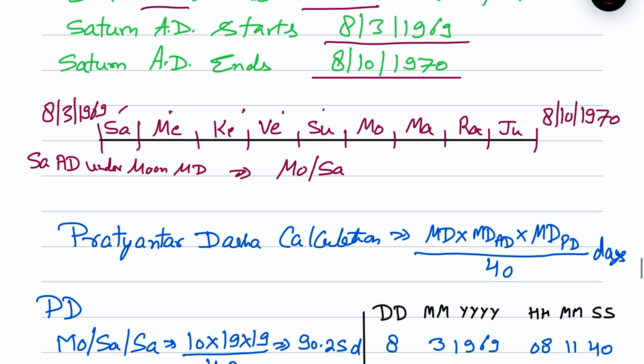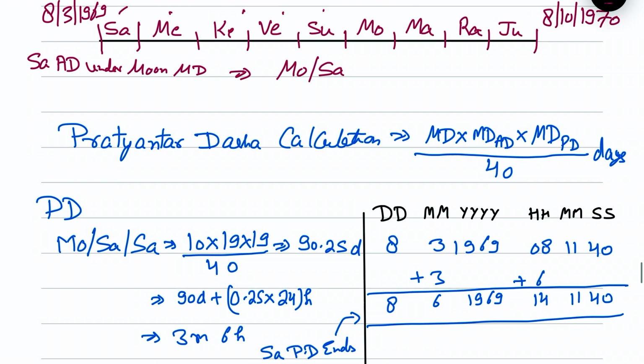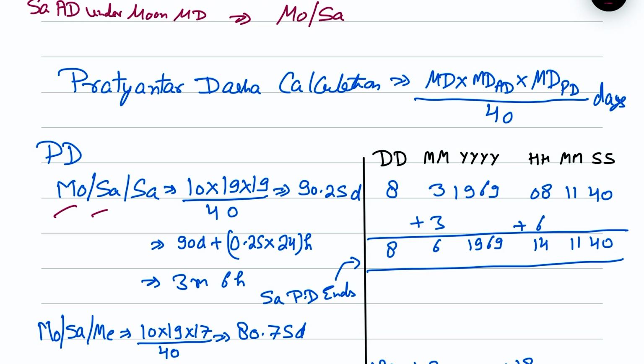Vimshottari Dasha will follow. So the calculation for PratyantarDasha is Mahadasha of the Mahadasha Lord into Mahadasha duration of the AntarDasha Lord into the duration of the Mahadasha of the PratyantarDasha Lord, divided by 40, and it will give the result in days. It is Moon Mahadasha, Saturn Antardasha, and Saturn Pratyantardasha. Moon Mahadasha is of 10 years, Saturn's Mahadasha is of 19 years, and Saturn again is 19. If we multiply and divide by 40, we get 90.25 days. So 90 days plus 0.25 into 24 is 3 months 6 hours.